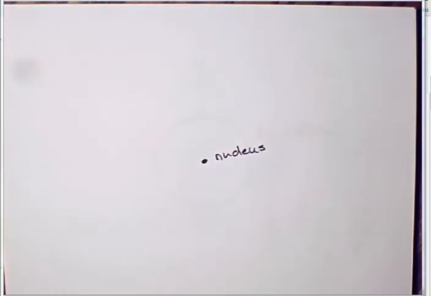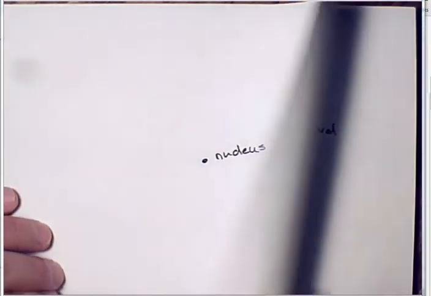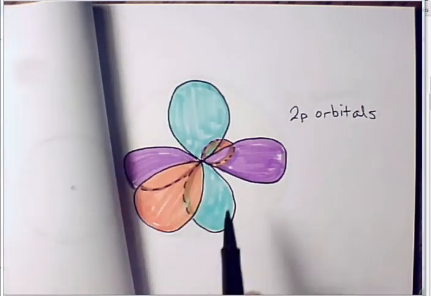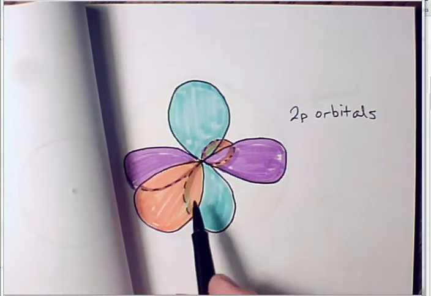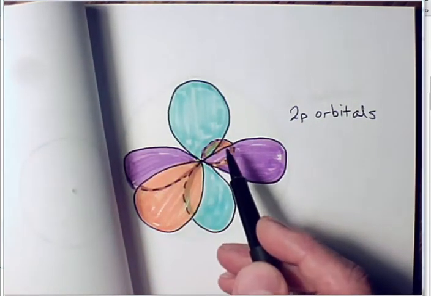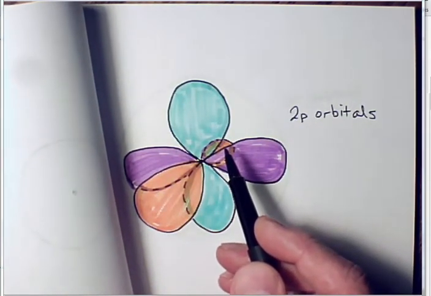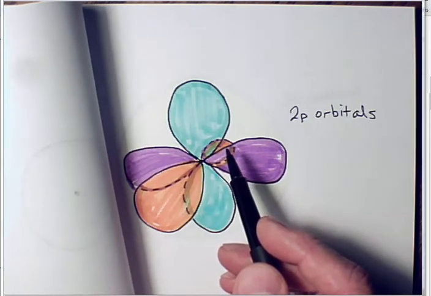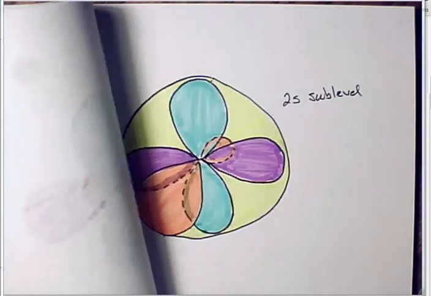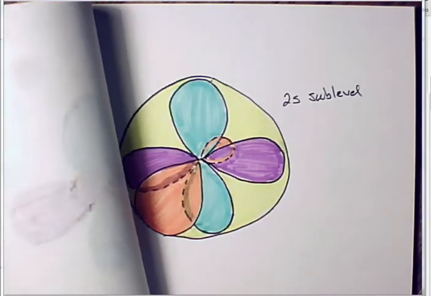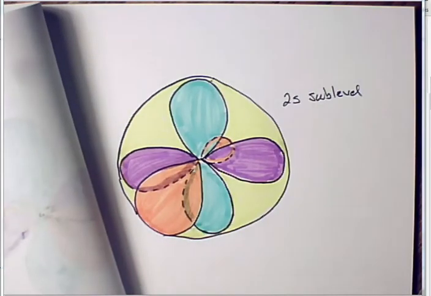All right. I want you to make sure you have a drawing of your 2p orbitals that you made with balloons. So if you're going to color it, color it the color of your balloons. And then I also want you to draw a separate drawing that shows those 2p orbitals inside the 2s sublevel of the orbital.